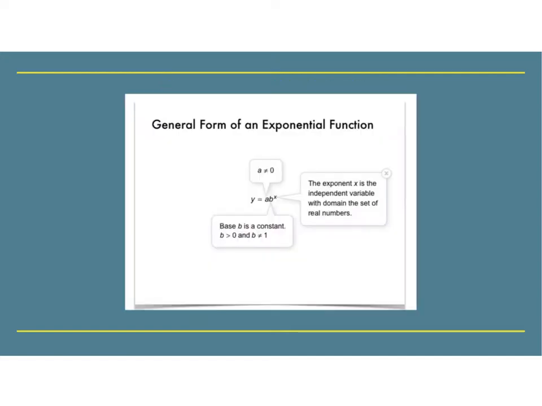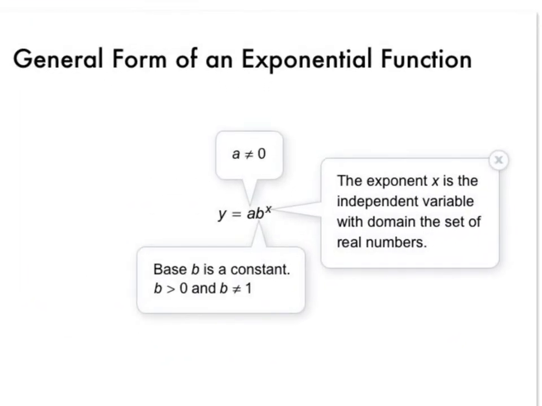So the general form of an exponential function is going to be y is equal to some number. We could have two numbers multiplied by each other. We could have just one number raised to the x. So the exponent x is the independent variable with the domain set of real numbers. So x can be anything. x is what's changing that we pick. We pick a value for x, and it gives us some value for y.